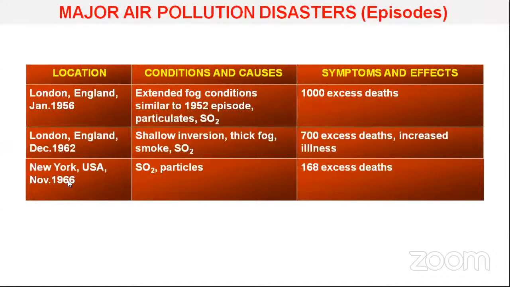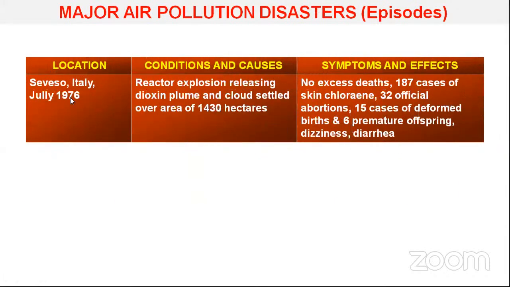Winter of 1966 in New York, 168 new deaths, that is sudden deaths. This is in the summer season. This is only some kind of little exception. Seveso, Italy, because of the industrial accident, dioxin formed. Dioxin is nothing but a secondary pollutant forming in the environment. A cloud settled over a very big area, and although deaths were not there, the health conditions prevailed. It's an industrial activity, an industrial disaster.